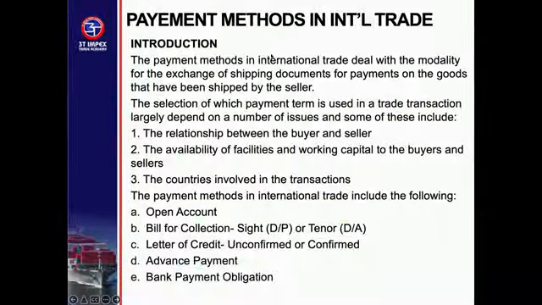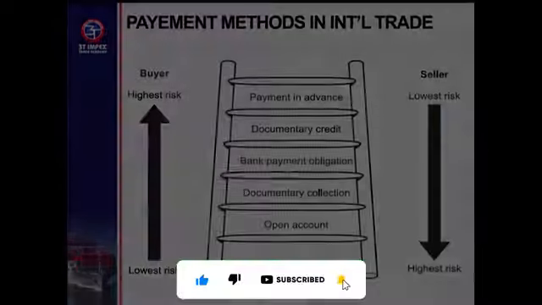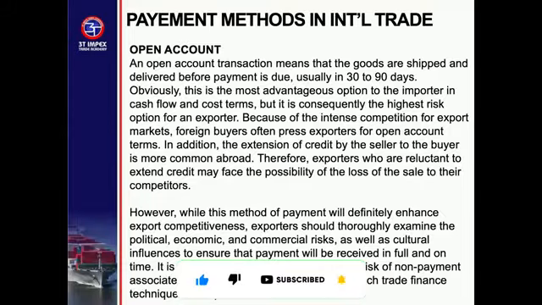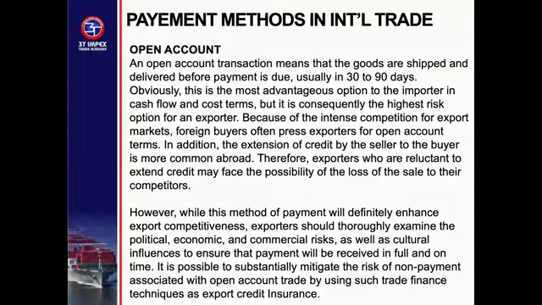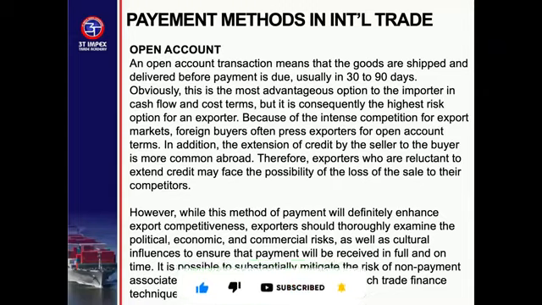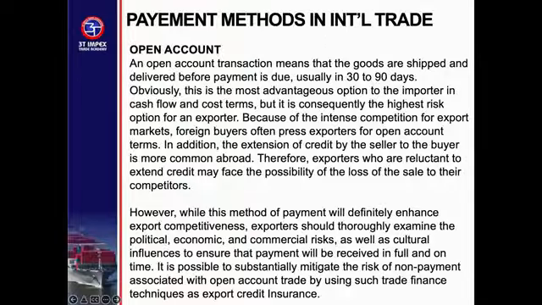So let's look at what is often described as the risk ladder. Here is the risk ladder. I'm a seller, the exporter, and you can see where my risk is. I have the lowest risk when I receive advance payment, but I have the highest risk when I do open account. And I will explain open account shortly for those of us that might not be aware of some of these terms. An open account transaction means that goods are shipped and delivered before payment is due. You get that? And it's usually 30 to 90 days, in some cases more. Obviously, this is the most advantageous option for the importer in terms of cash flow and cost terms, but it is consequently the highest risk option for an exporter.